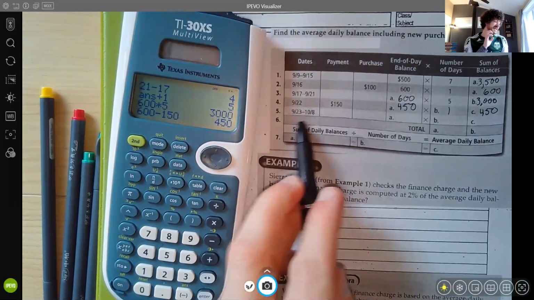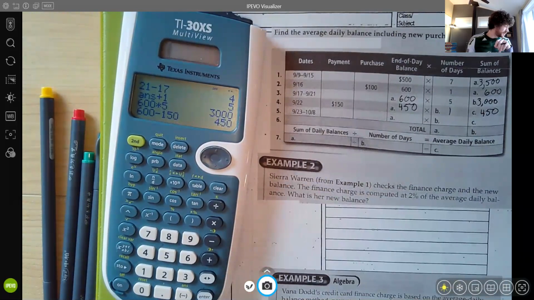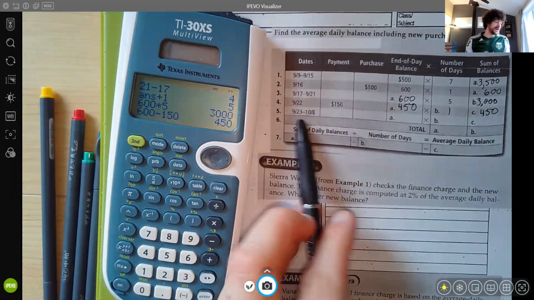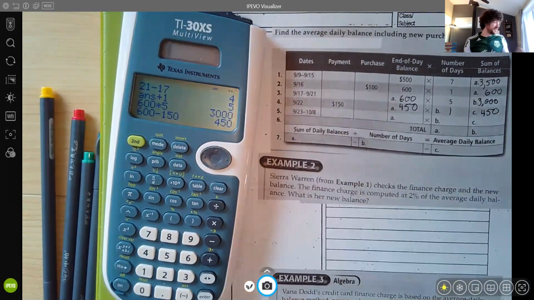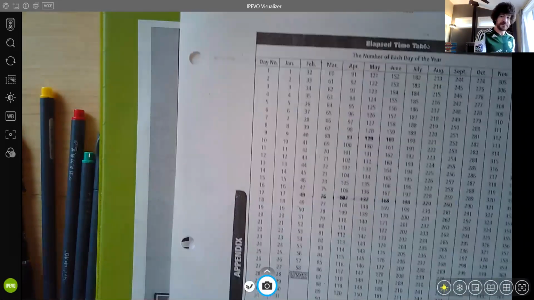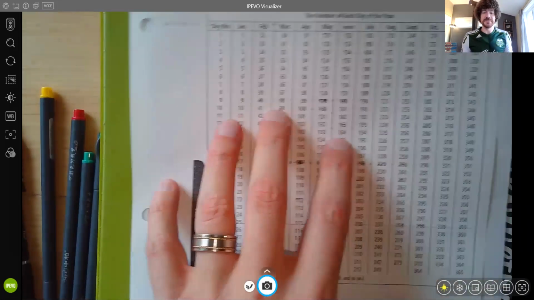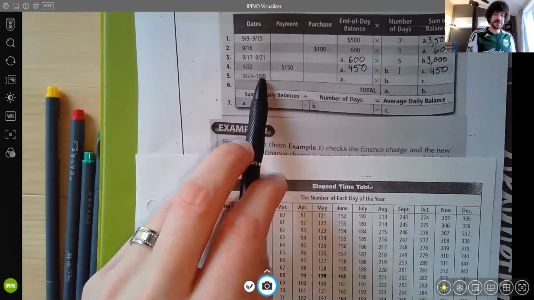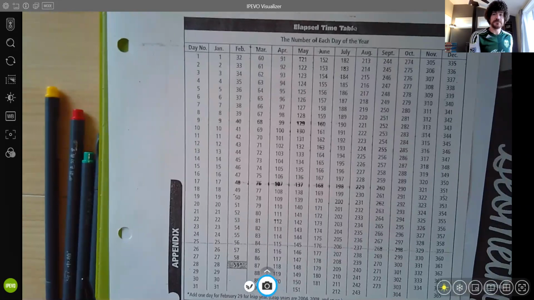And now we have to figure out how many days it is from September 23rd to October 8th. So this is where that table could come in handy. I'm just going to put it up on the screen here. I've included it again in your notes section, but I went ahead and printed it out again, or just had the copy of it here. So we're looking at September 23rd to October 8th.